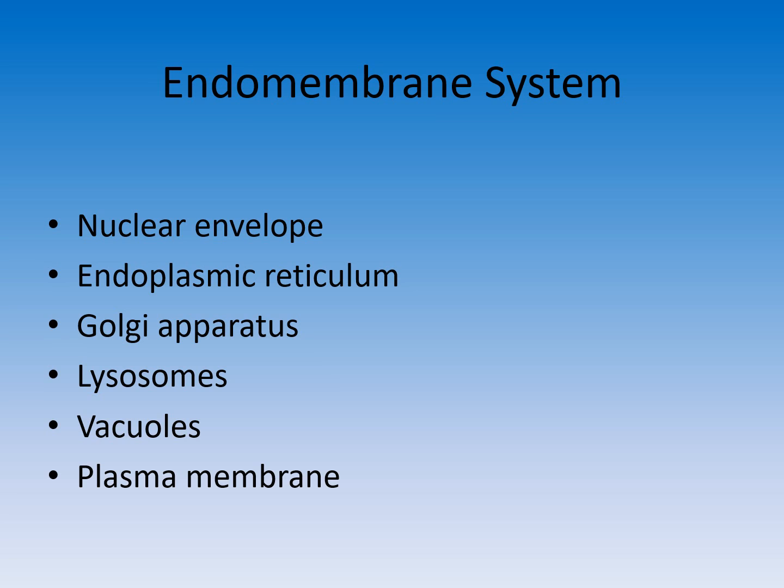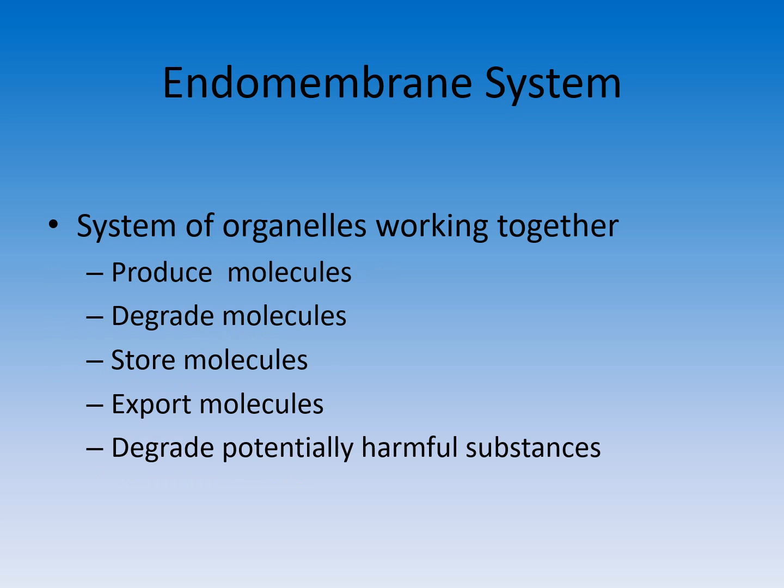There's a whole endomembrane system in the cell, starting with the nuclear envelope, which surrounds the nucleus. Your endoplasmic reticulum, you've already seen the rough ER and the smooth ER. The Golgi apparatus, your lysosomes, you've already seen that. Plasma membrane and vacuoles.